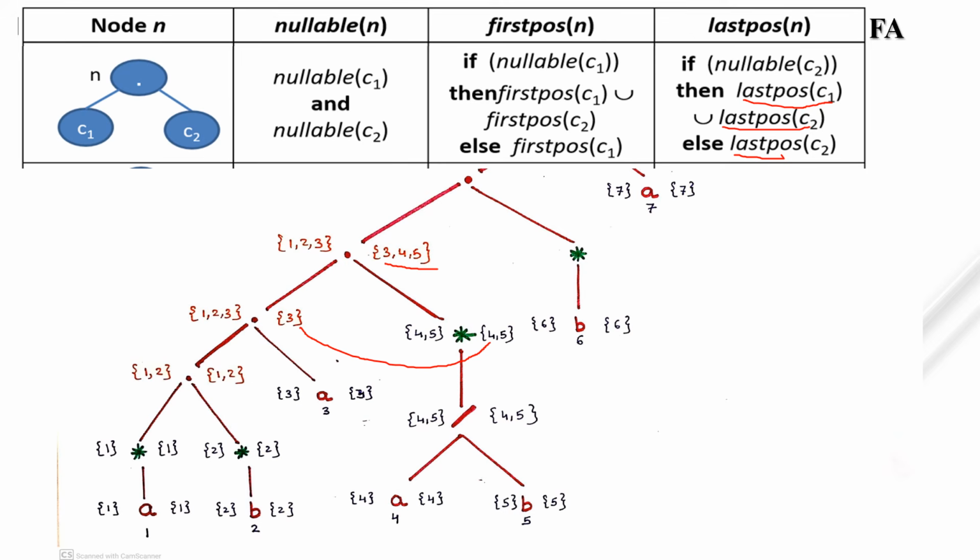Similarly for this, what is the last position of C1? 3, 4, 5, and the last position of C2? 6. So what is the union? 3, 4, 5 and 6 will be the answer here.